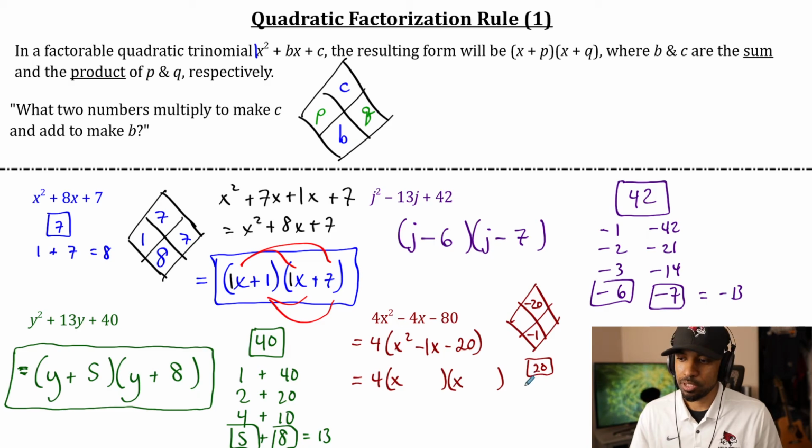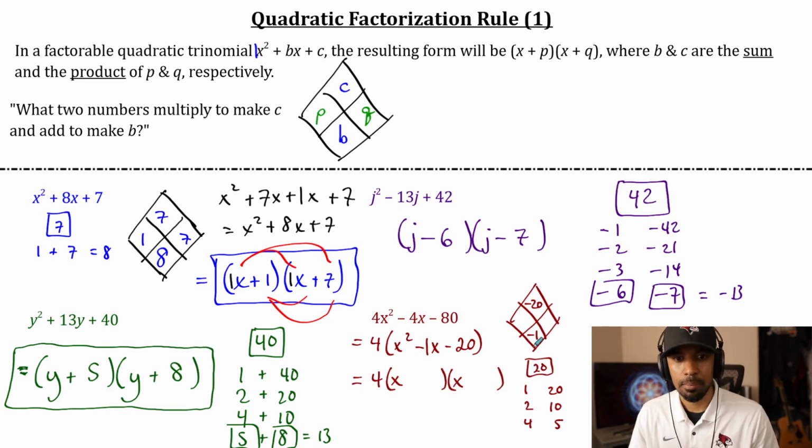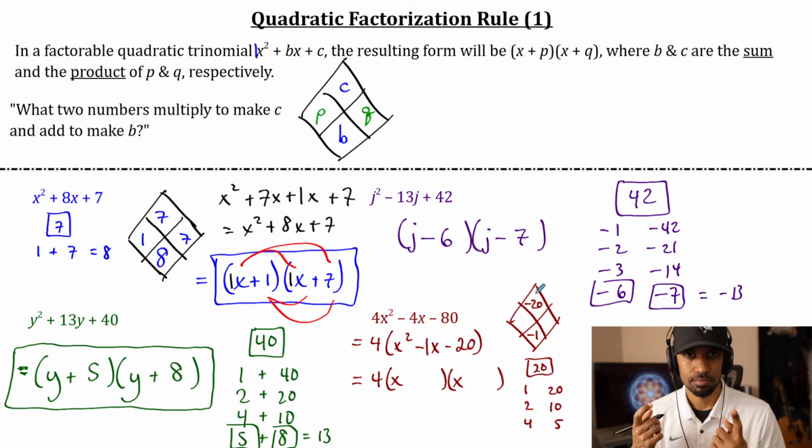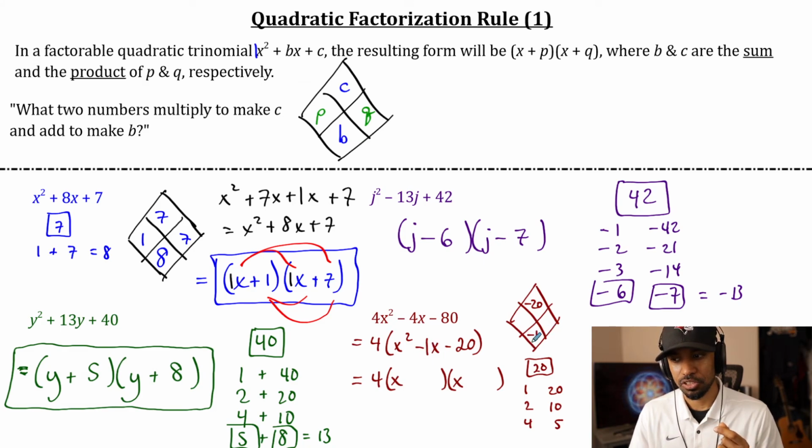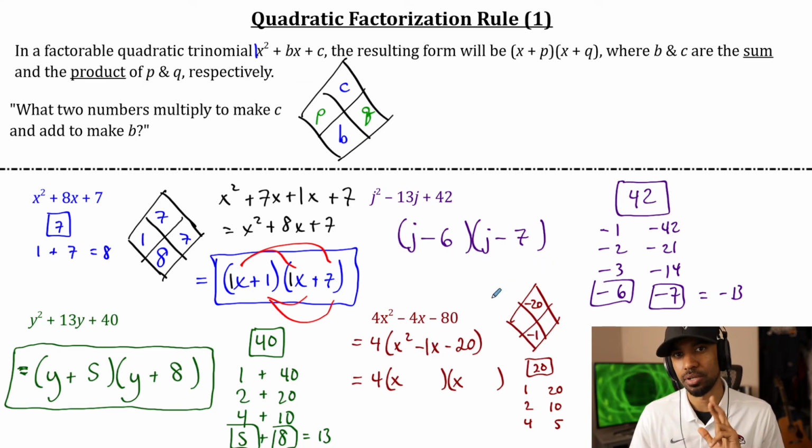Now here though, I'm going to list my factors of 20. 1 and 20, 2 and 10, 4 and 5. Now here's the thing. 20 is not my product. It's negative 20. How do you get a negative product? One positive, one negative. Okay. How do you know which of your numbers is positive, which one's negative? Because the sum is negative. The sum is negative, so the larger number is negative.